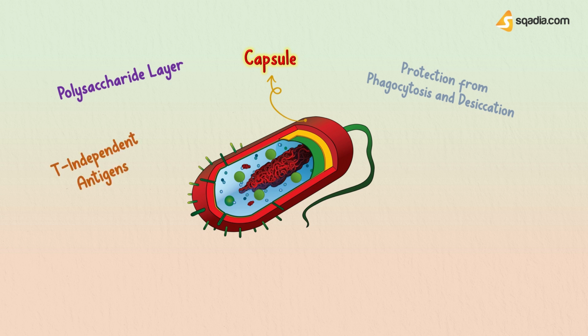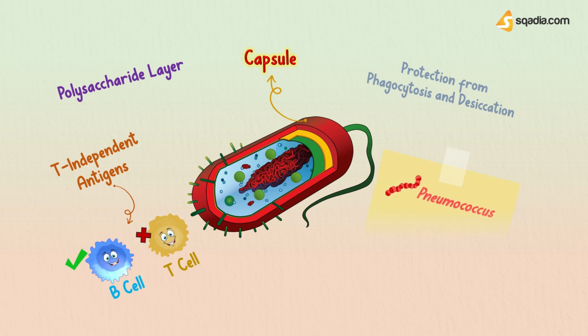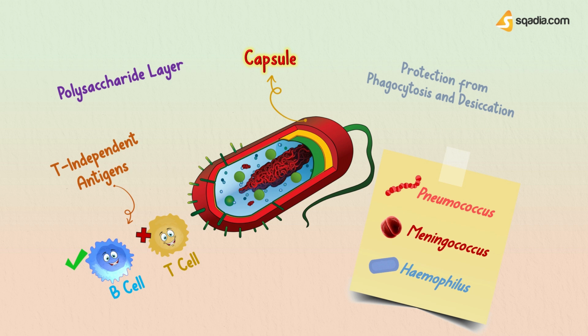Now, what are these T-independent antigens? Well, antigens that can stimulate B cells without the help of T cells are thymus-independent or T-independent antigens. Some examples of capsulated bacteria include pneumococcus, meningococcus, and Haemophilus species.